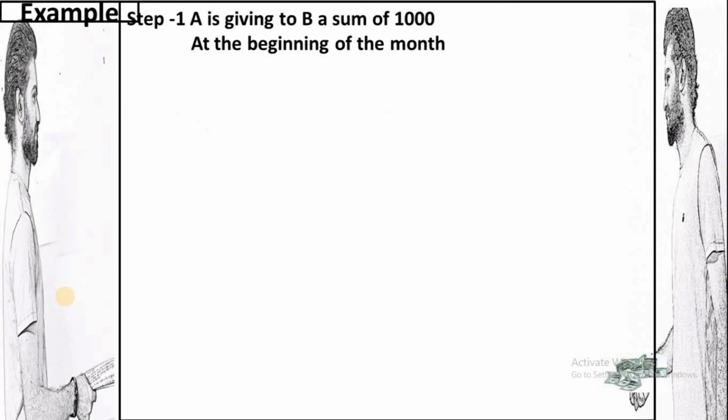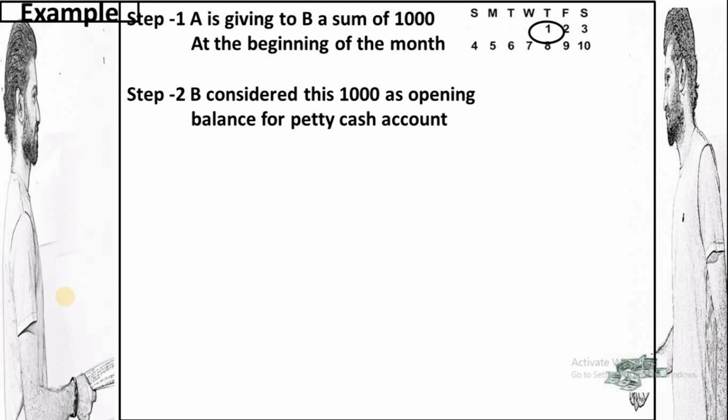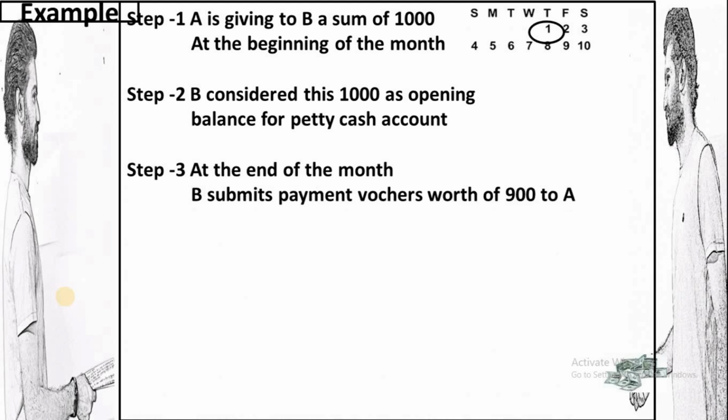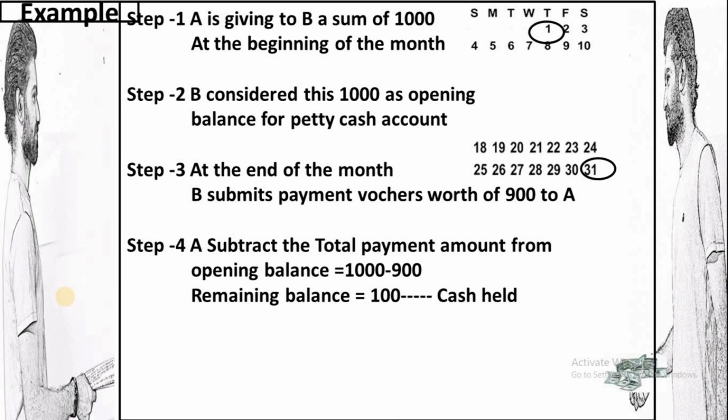Let's understand this with an example. For instance, A is the main cashier and B is petty cashier. Let's assume this. And A is giving B a sum of 1000 rupees at the beginning of the month. B is considering this 1000 as an opening balance for petty cash account. At the end of the month, B submits payment vouchers worth rupees 900 to A, that is the main cashier. And A subtracts the total payments amount from the opening balance, that is 1000 minus 900. Remaining balance would be 100.